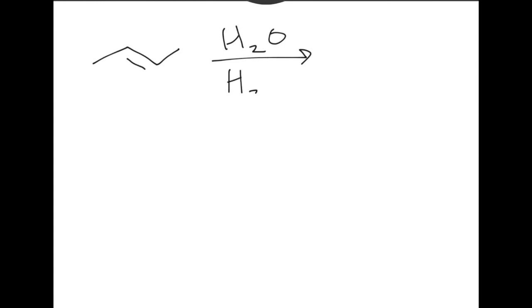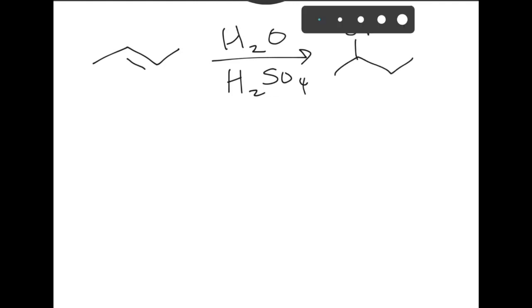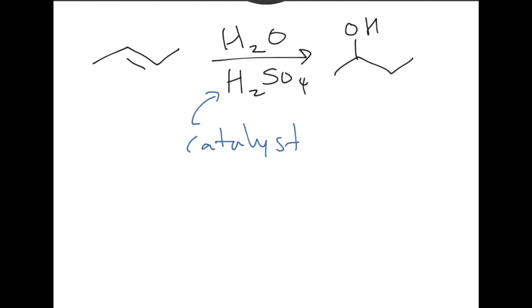So the catalyst here is sulfuric acid. The Boone's Farms of... no cheap wine references. Okay. And that will cause you to make an alcohol. So this is our catalyst. If we don't add sulfuric acid, nothing happens.